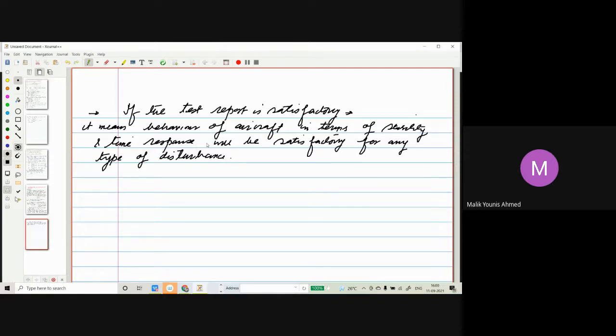So if the report comes out to be satisfactory, that means the aircraft in terms of stability is also fine, and in terms of time response, when we are talking about the time response, the transient response as well as the steady response is fine. So any type of disturbance can occur, and the aircraft in the air can withstand those disturbances, and the operation of the aircraft can be smooth while it is in the air.